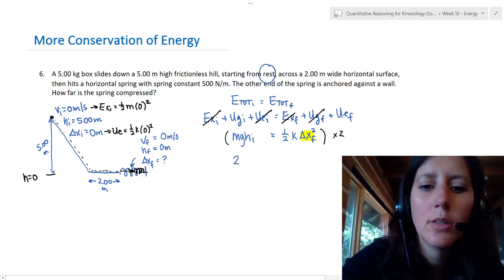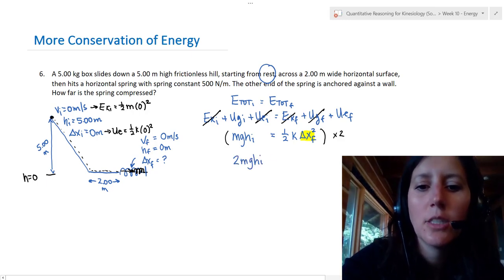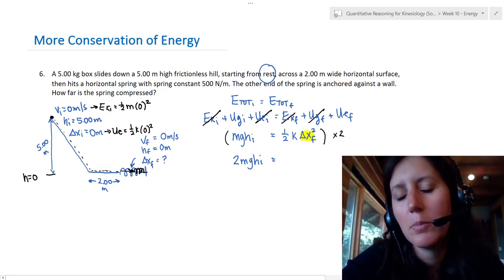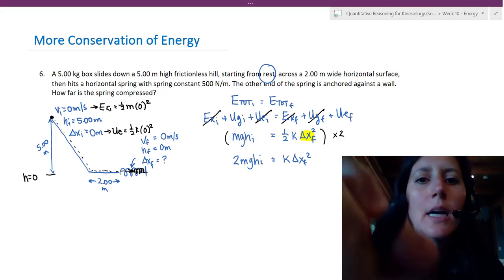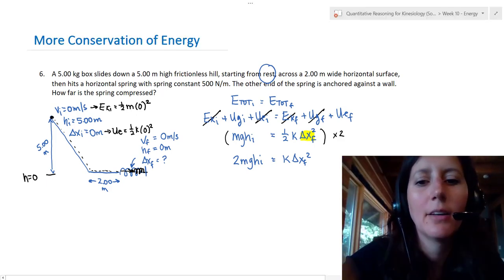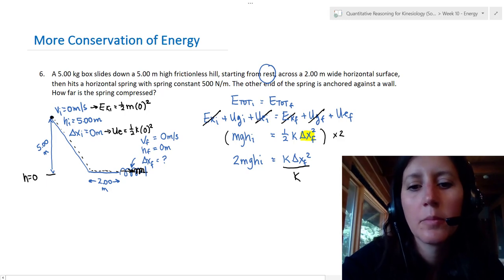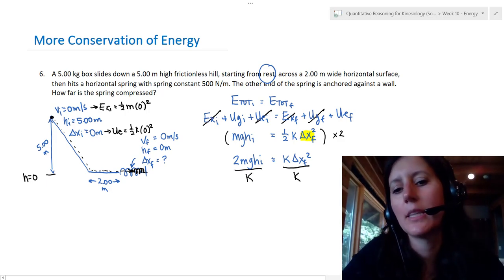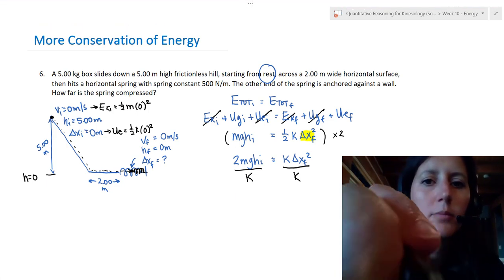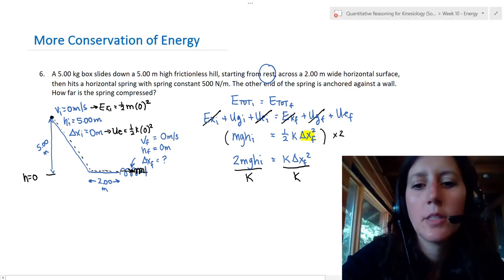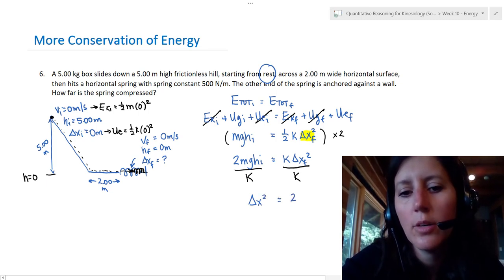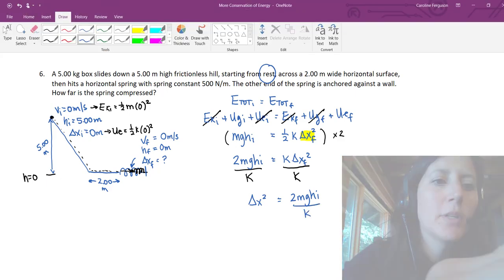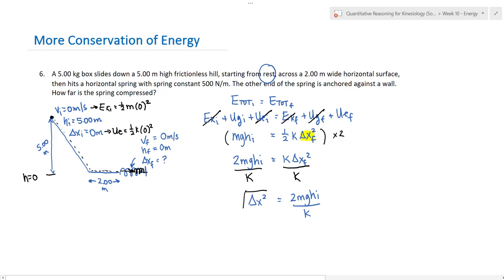So I get 2 mg h initial equals, when I times a half by 2, it becomes just 1, so I get k delta x final squared. Now I'm going to divide both sides by that k value, and then I'm going to take the plus or minus square root. So I have delta x squared is equal to 2 mg h initial over k. Now I'm going to square root both sides to get rid of the squared.